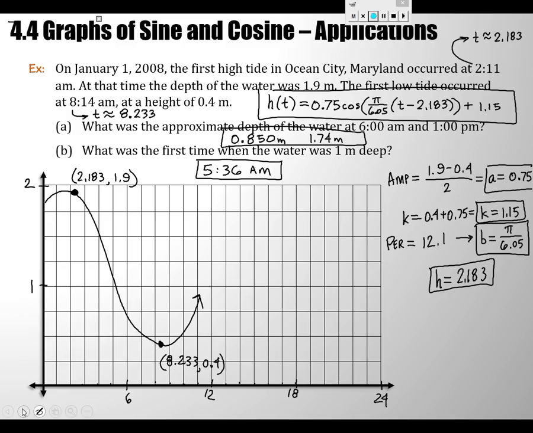So this 8.23 whatever minus 2.183 should be the x distance, or the t distance, the time between those two. That would be half the period though, isn't it? The whole period should be like max to another max. So I think that's 6.05 if you subtract those. And if you double it, you get 12.1. So that's the period. Is that okay?